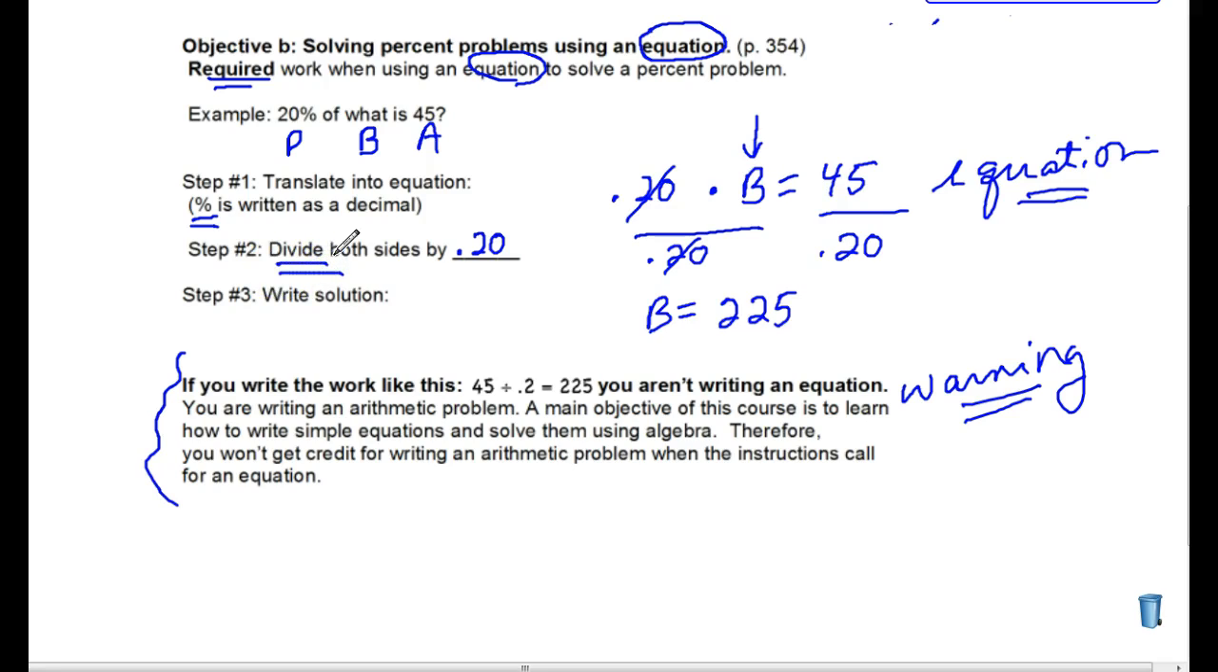You need to write your work out like that and like they're showing in the textbook. If you just write a dividing problem, 45 divided by 0.2, yeah, you're getting the correct answer, but you're just writing an arithmetic problem. A main objective of this course is to write a simple equation and solve them using algebra. If you don't do that, you're going to end up missing points on our next test. So please do try to practice using that equation method.